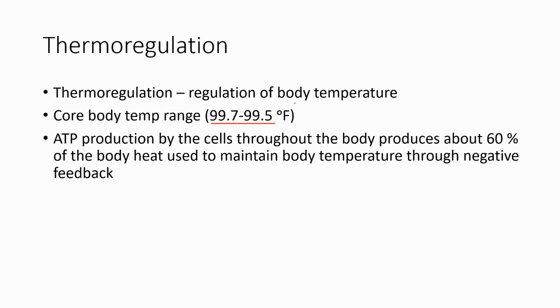ATP production by the cells throughout the body produces about 60% of the body's heat. So when we talked about our cellular respiration equation in the previous objective, where we mentioned glucose plus oxygen produces carbon dioxide, water, and ATP, and heat. So heat's on the end of that too. That's what you would call in chemistry an exothermic reaction, also known as a combustion reaction.